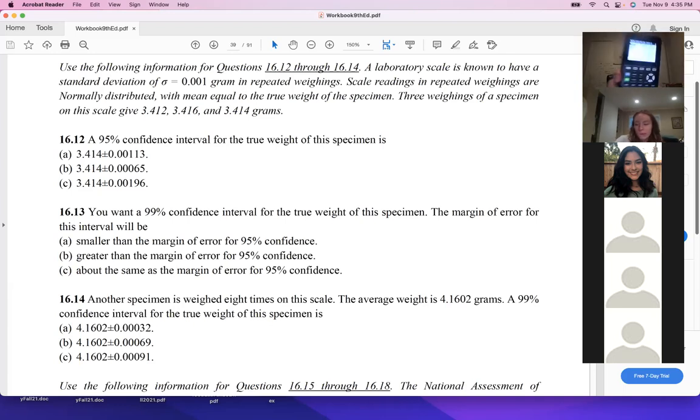Okay, so I did it a little differently. I did it by putting it into that and using my data rather than stats. But either way works. So you went to stats, then you went to a Z interval. You put your sigma as 0.001, and you did a 95% confidence interval. And when you did that, what do you get as your answer? What was your actual interval from your calculator?